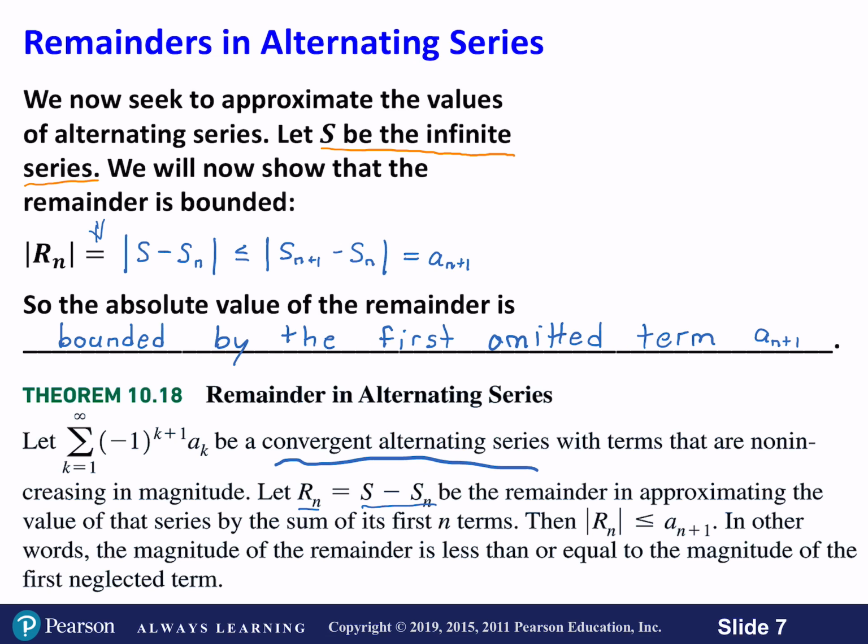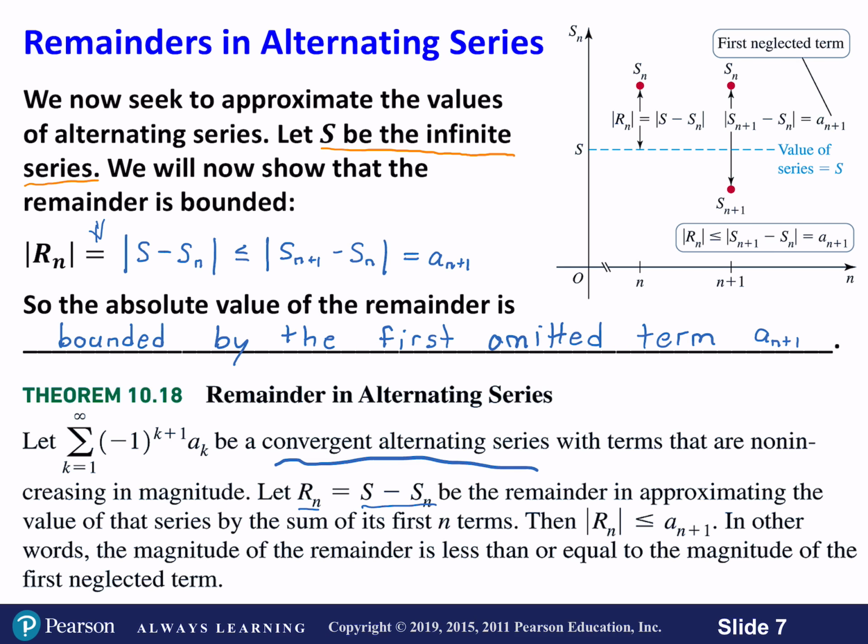So in other words, the magnitude of the remainder is less than or equal to the magnitude of the first neglected term. Okay. So everyone agrees that an infinite sum can be approximated by a partial sum, right? So if you want to estimate the true value of the alternating harmonic series, for example, you could estimate that by just taking the sum of the first 100 terms, right? But how close truly are you to the actual answer? In fact, you are no farther away from the actual answer than whatever the 101st term of that series is.